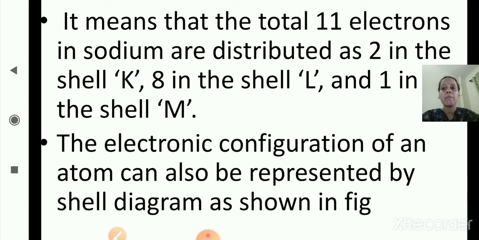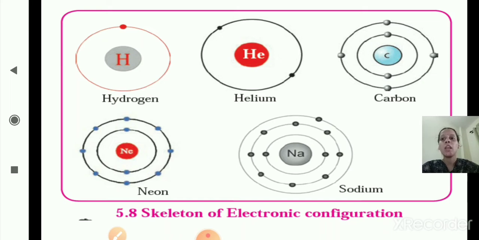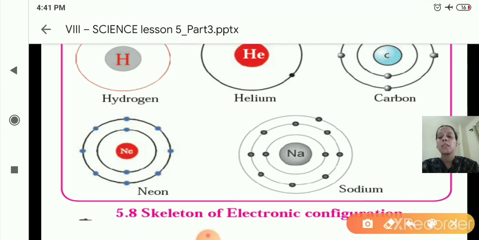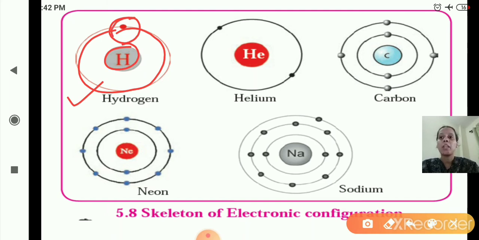figure. Now we will see the figure which shows the electronic configuration of an atom. Okay, so this is the skeleton of electronic configuration. Now as you can see here, the atoms are given. The first one is hydrogen atom. How many total electrons are there in hydrogen atom? That is 1. So in the K shell, as you can see here, only one shell. This is hydrogen atom. This is K shell. In the K shell, as you can see, only one electron, because the number of electrons in the hydrogen atom, that is 1. So it will accommodate in K shell.